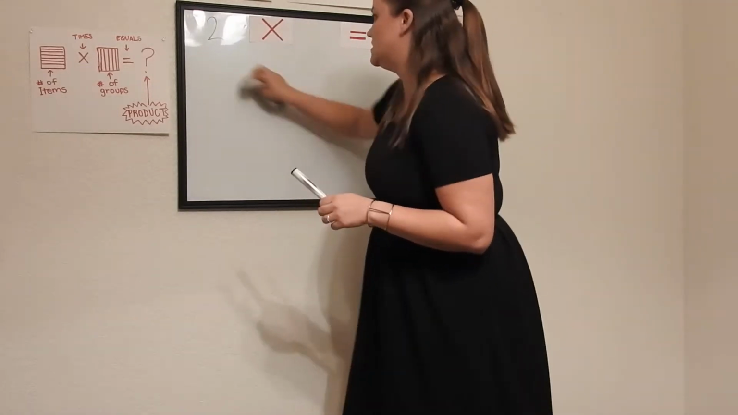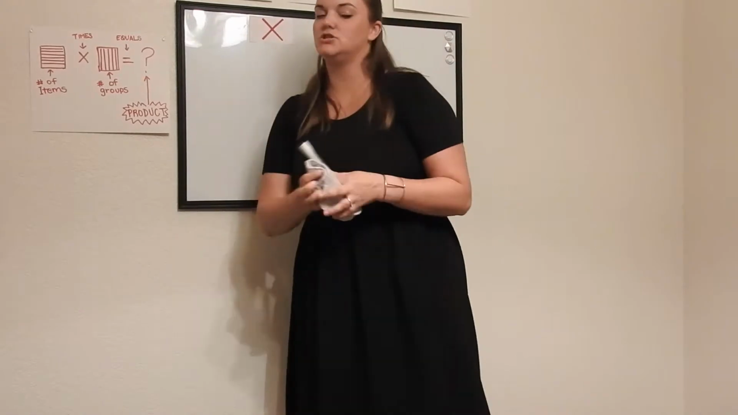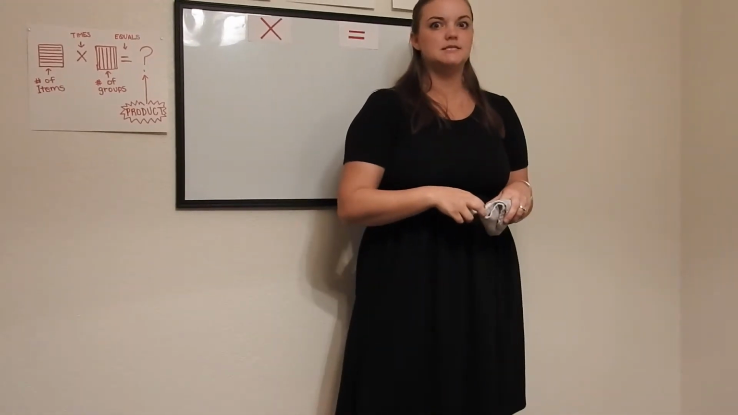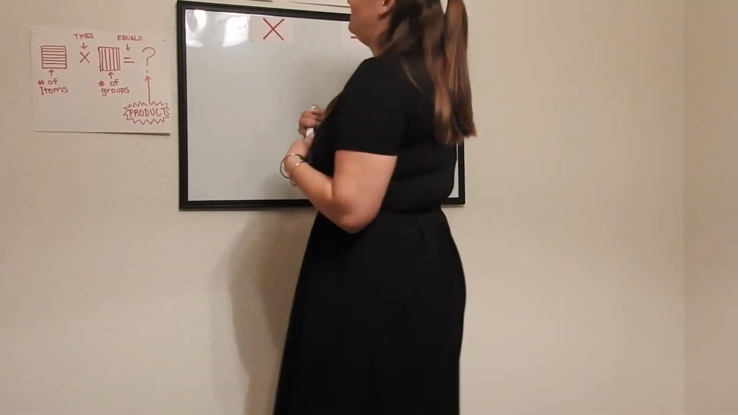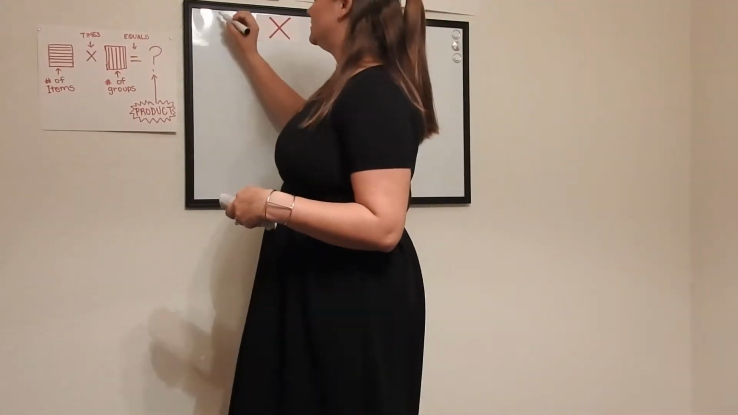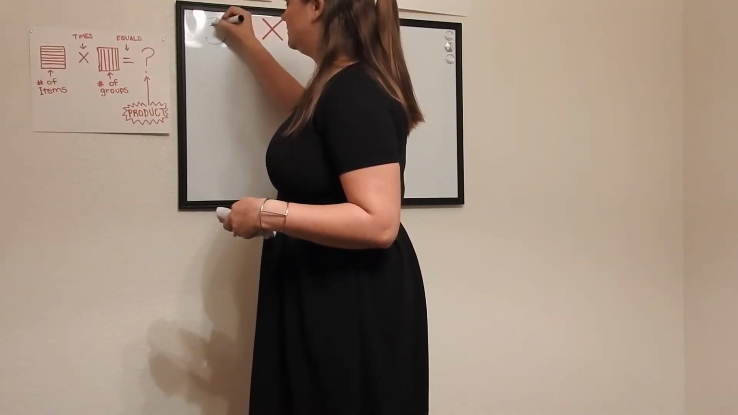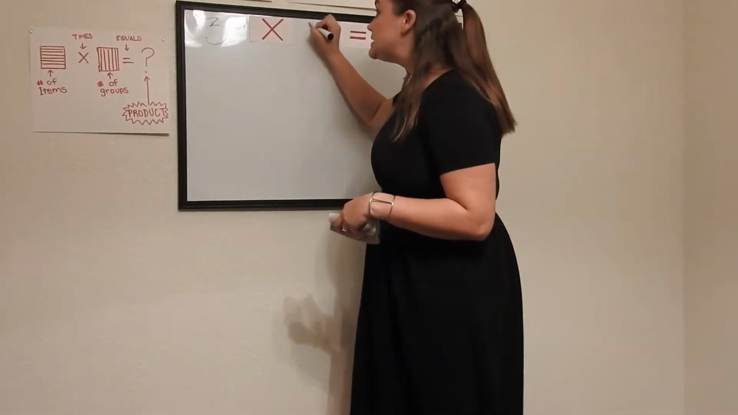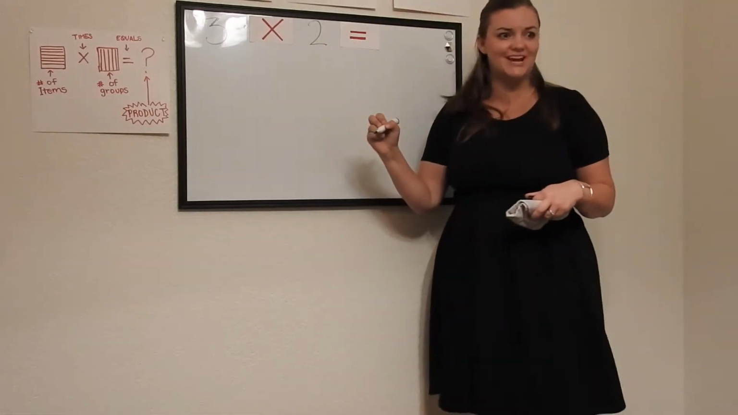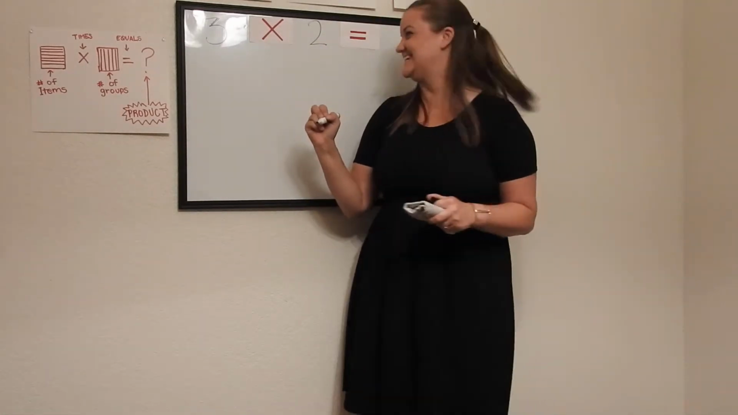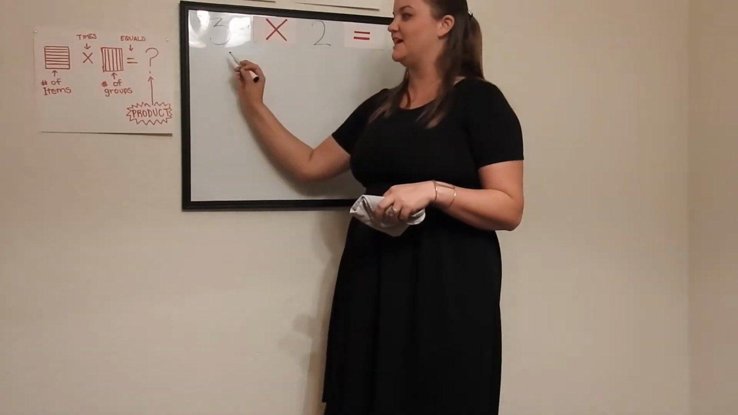Okay. Let's try bigger, scarier numbers and see if we're smart enough to handle it. Ready? Yes. 3 times 2. Is that bigger and scarier? Yeah. Is it? Okay. How many groups do we have this time?